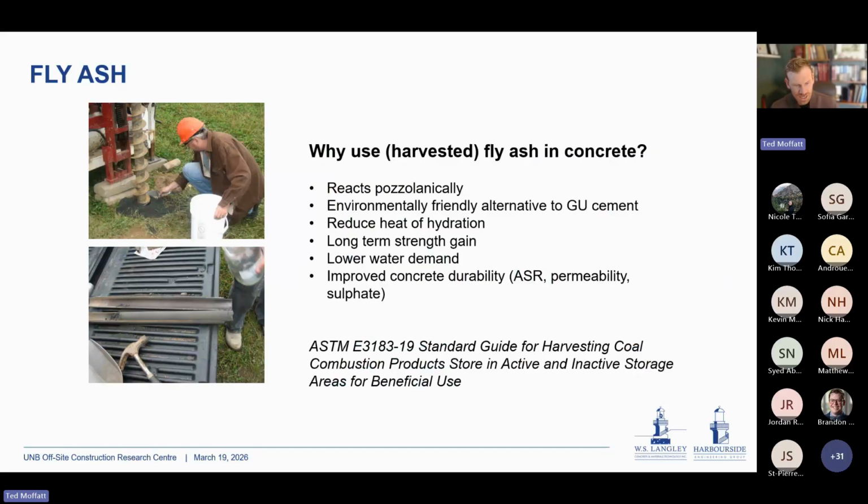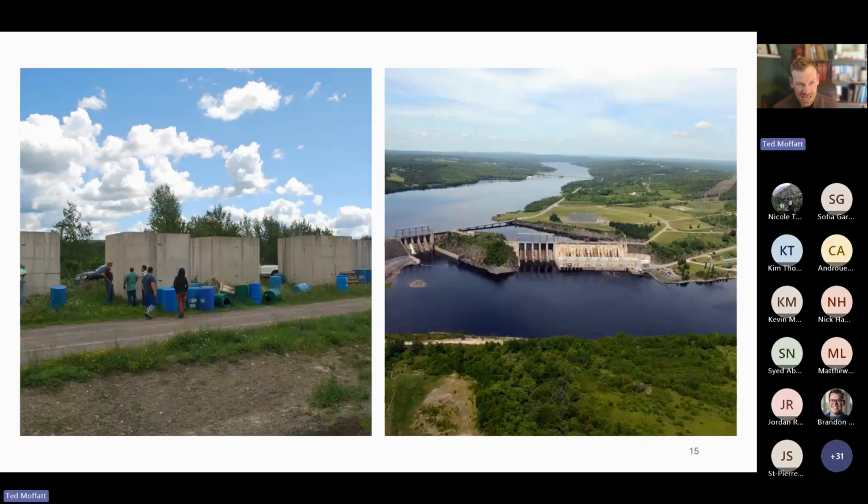So fly ash, a pozzolanic material, is very effective in achieving later age strength, low permeability, good durability, but also combating ASR. This presentation is about durability, and ASR, simply speaking, is when you have reactive aggregate, your concrete swells and expands. And unfortunately, this is what's happening at the Mactaquac Dam, upriver from Fredericton, in Mactaquac, New Brunswick.